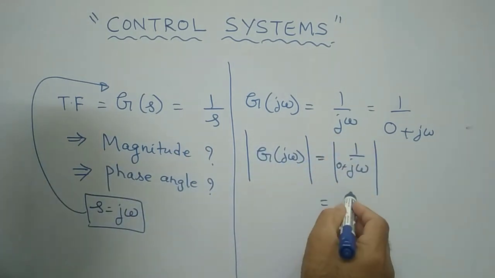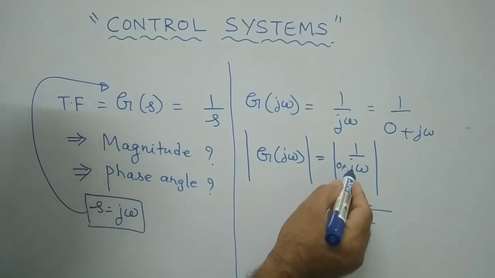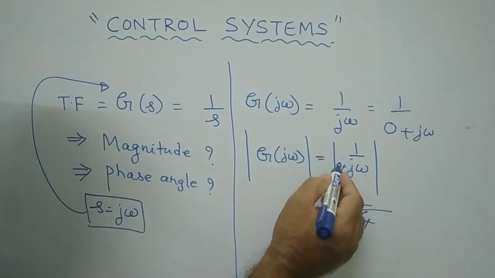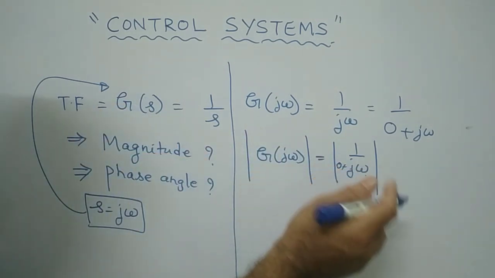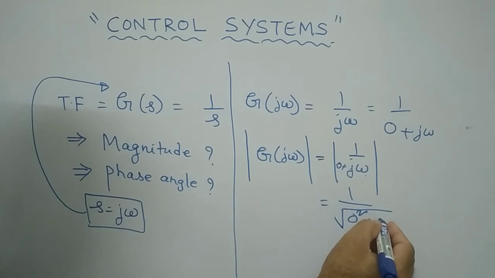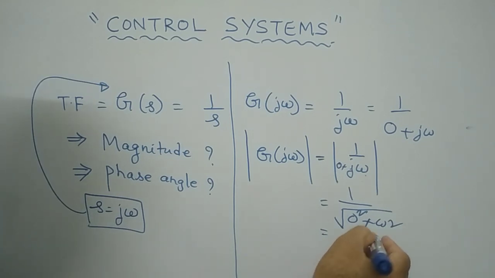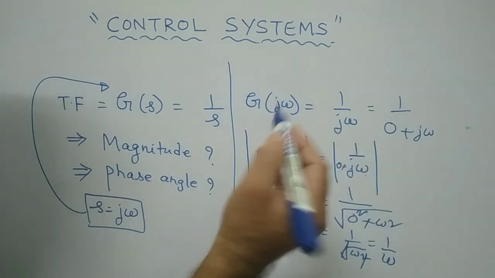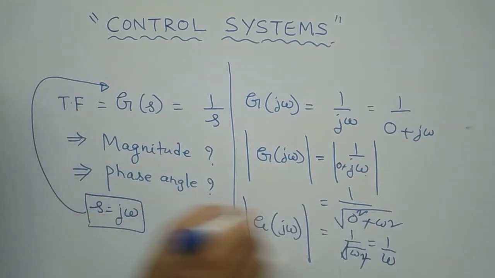Then if you take the magnitude, that is 1 by square root of the square of the real part coefficient plus the square of the imaginary part coefficient. What is the imaginary part coefficient? Omega, so omega square. Therefore, this is 1 by square root of omega square. The square root and the square will cancel out, and you will get 1 by omega. That is your magnitude. So the magnitude of g of j omega is equal to 1 by omega.